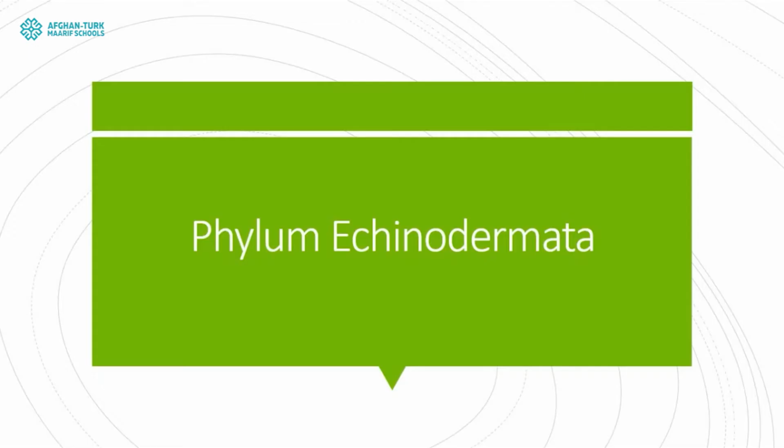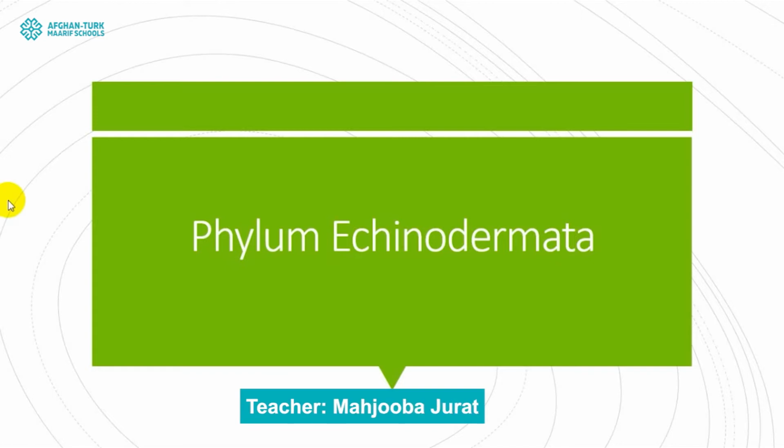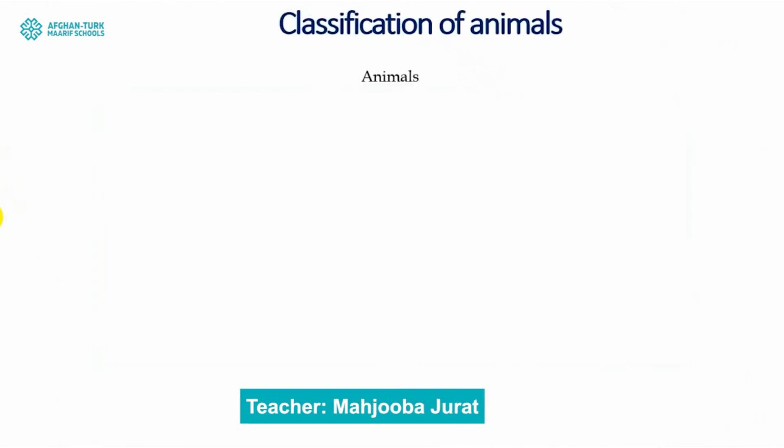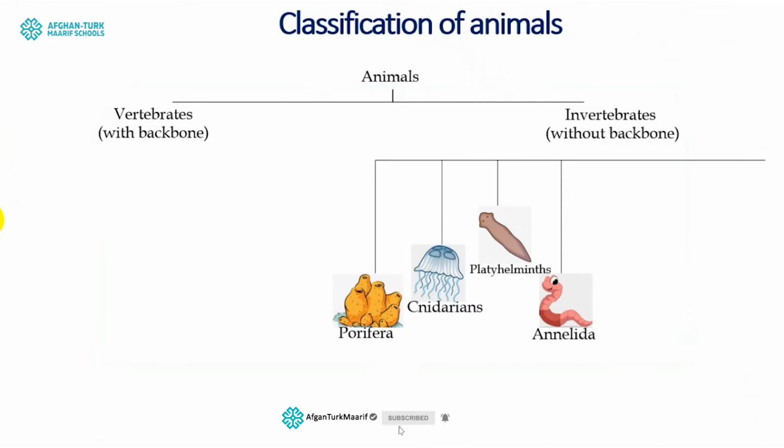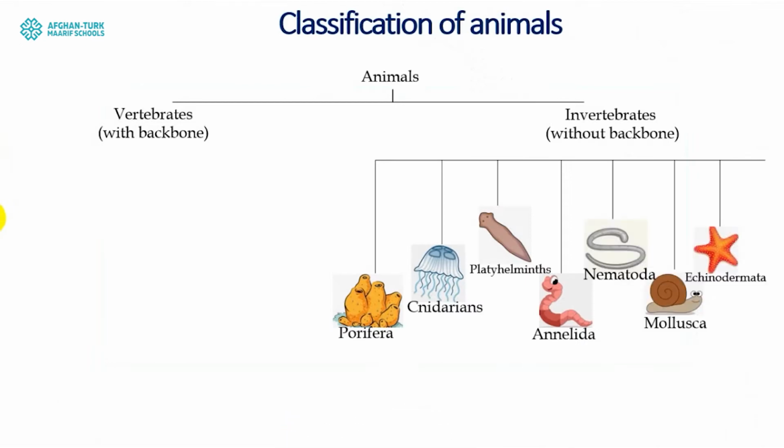Hey everyone, today we're going to talk about phylum Echinodermata. If you remember the classification of animals, we divided animals in two ways, like vertebrates and invertebrates. Further, we divide invertebrates into different phyla. Today we're going to talk about Echinodermata, which includes the sea star and different kinds of other animals. So, be with me till the end of the lesson for getting information about Echinodermata.